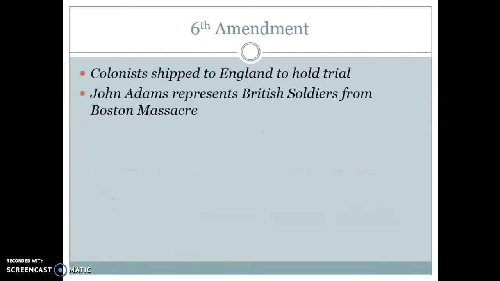Some foundation for the Sixth Amendment: colonists were often shipped to England to hold trial, and John Adams' representation of British soldiers from the Boston Massacre, he thought that they needed a fair trial and they needed an attorney to represent them.